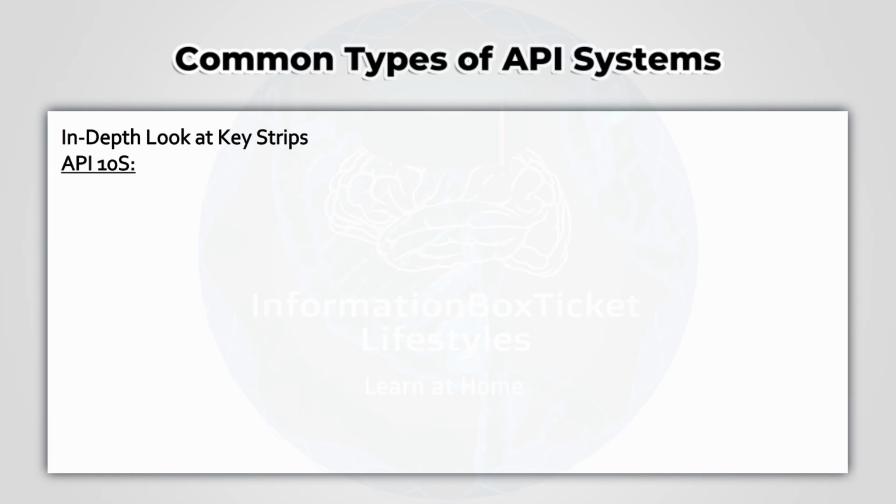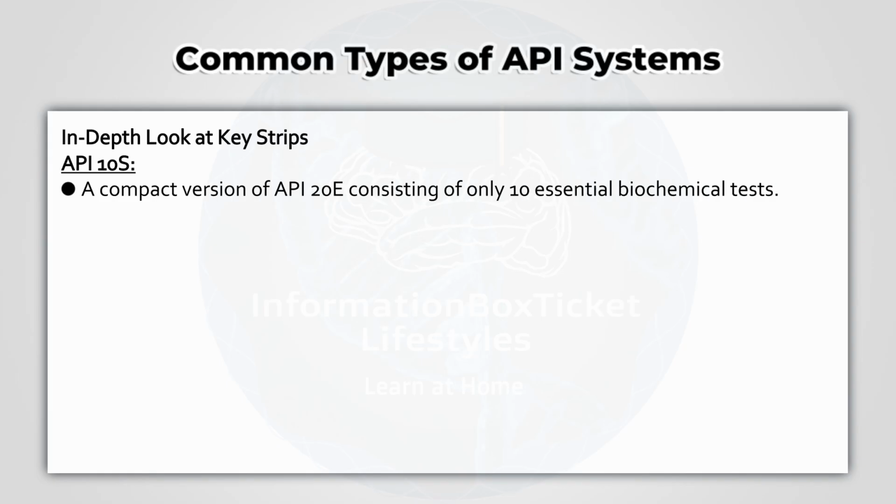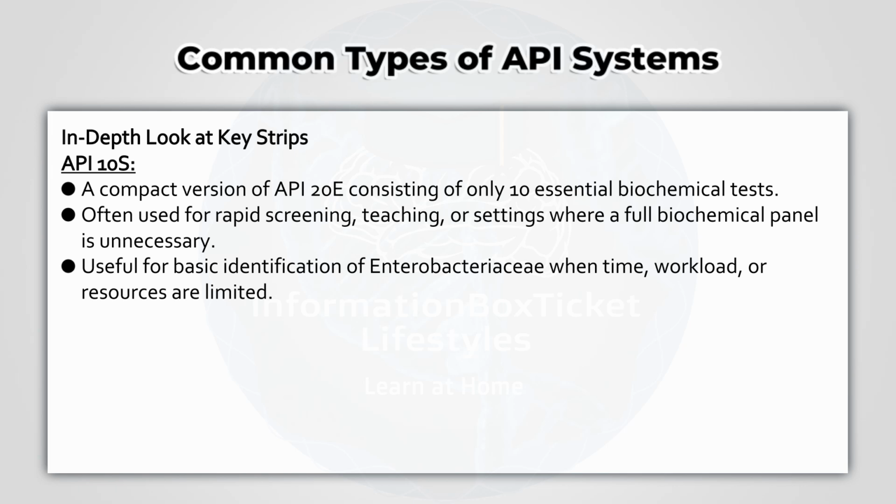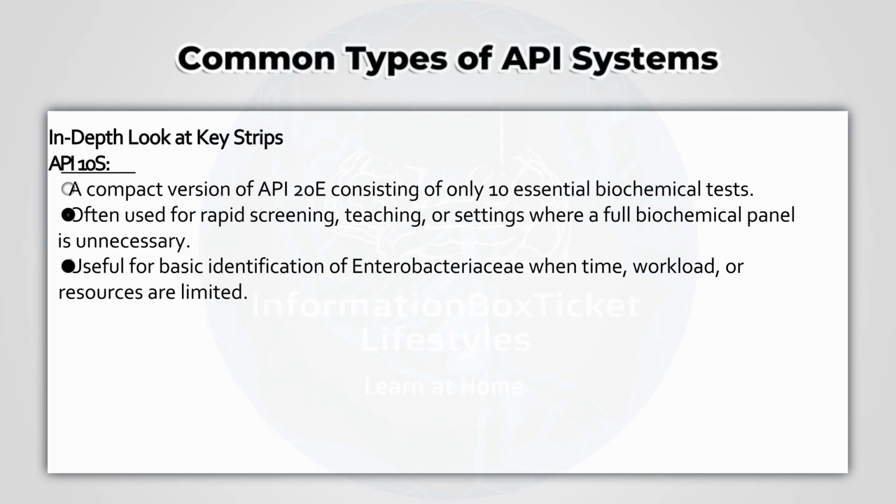API 10S, a compact version of API 20E consisting of only 10 essential biochemical tests, often used for rapid screening, teaching, or settings where a full biochemical panel is unnecessary. Useful for basic identification of Enterobacteriaceae when time, workload, or resources are limited.